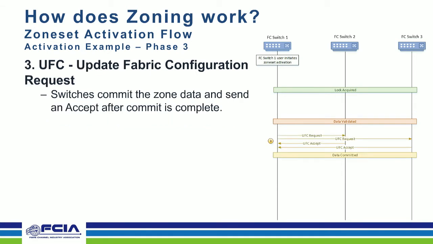Okay, stage 3 or phase 3 is the UFC phase, the update fabric configuration request phase. In this phase, the switches will actually do the committing of the zone data to their local storage. And once that commit is complete, they'll send an accept back to the managing switch, switch 1 in this case. And typically, what happens is the managing switch will wait to receive an accept from everyone before it does its commit. If one of these switches for some reason has a problem, you don't want to do the commit and then have to back it out. Once you get past the SFC phase.